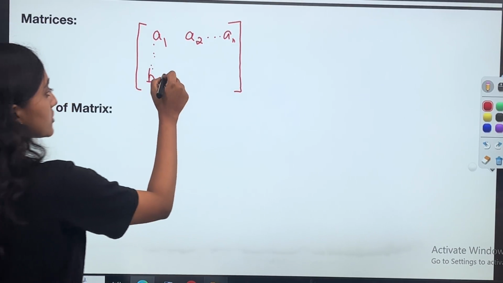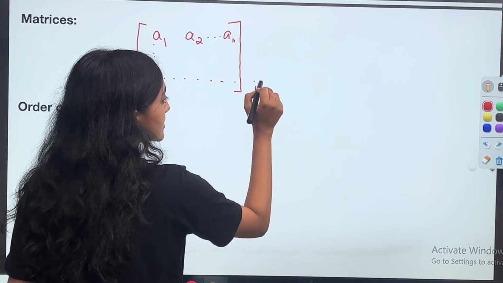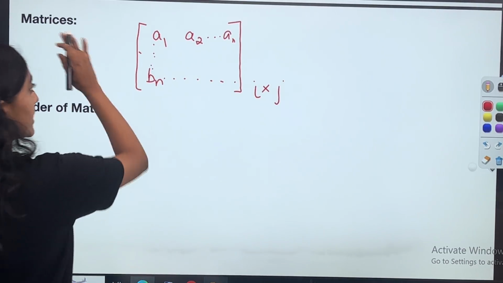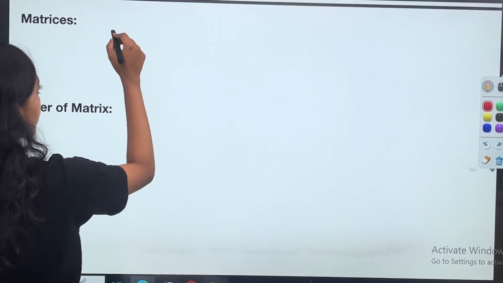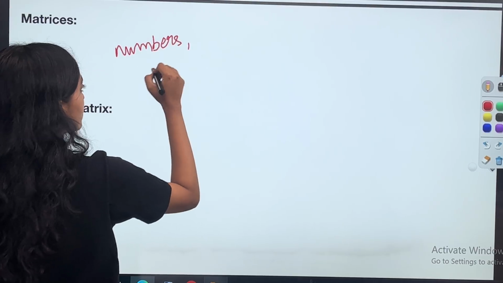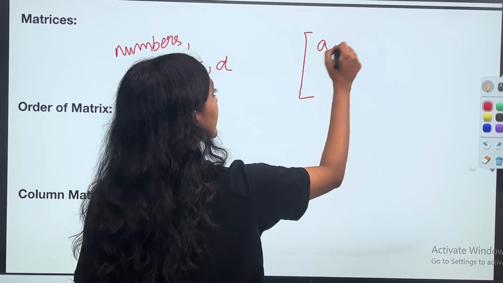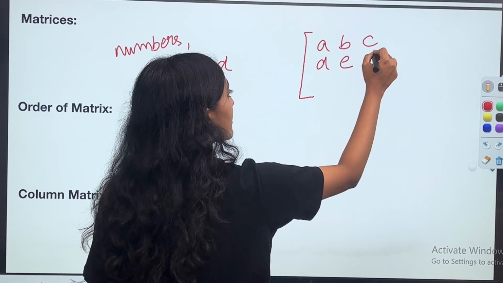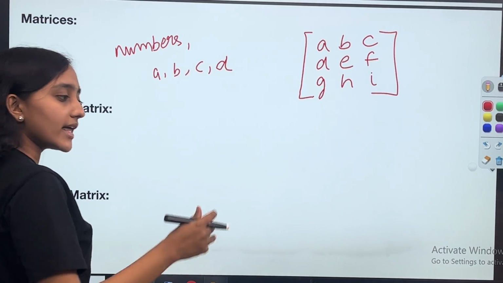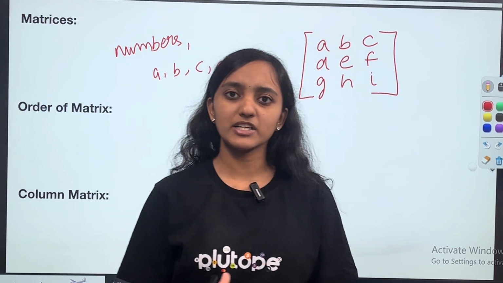Basically, you do not need to remember this notation. What I mean to say is that you can have a certain number of rows, let us call the rows I, and a certain number of columns, which you can call J. A matrix is a collection of numbers or symbols. You could have just A, B, C, D, or a matrix like A, B, C, D, E, F, G, H, I. It's just an array of different symbols or expressions. Array basically means a group of.